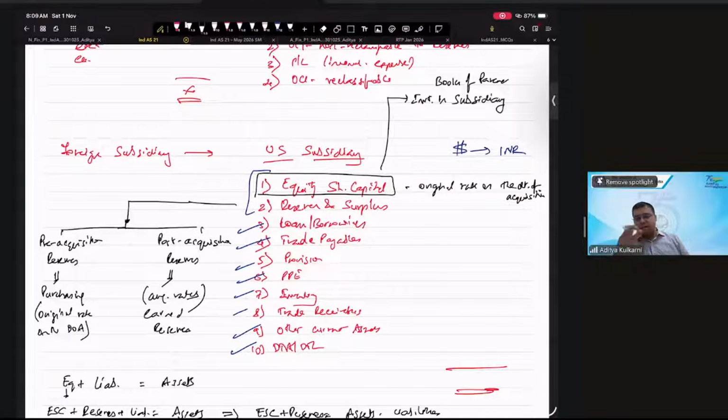Because you're using a different rate for different blocks of the trial balance, after the conversion it will not tally. It will show some difference. This difference is nothing but foreign currency translation reserve. Are we okay with this? Any doubts? No doubts? Okay.